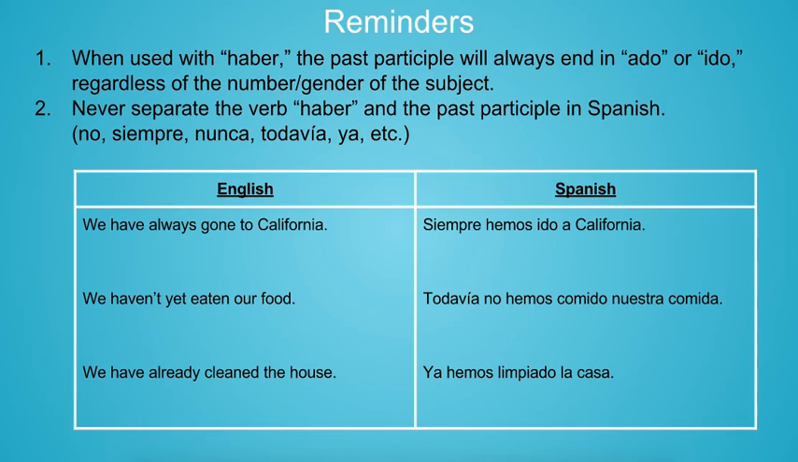You can also take those words and move them to the end of the sentence. So you could say, hemos ido a California siempre. We have gone to California always. Or you can say, no hemos comido nuestra comida todavía. We haven't eaten our food yet. You could also say, hemos limpiado la casa ya. We have cleaned the house already.